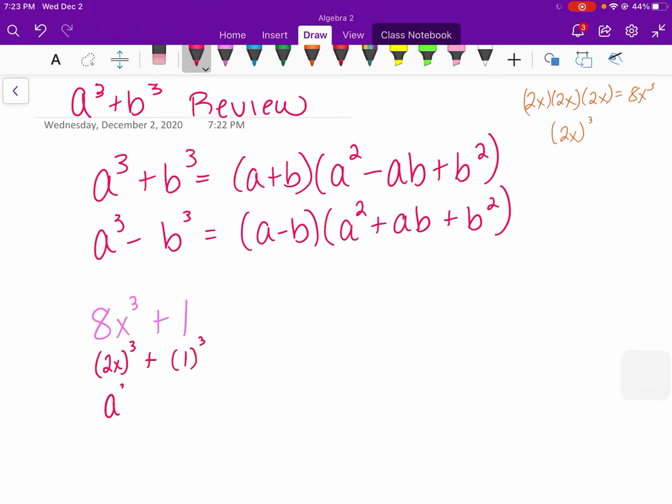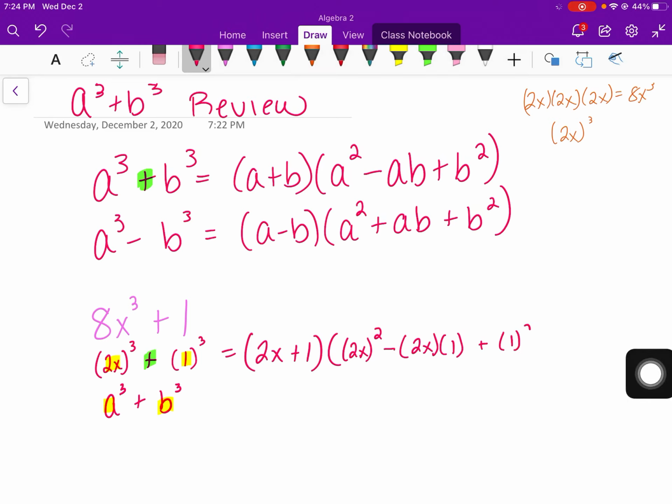Since 1 times 1 times 1 is 1, 1 cubed is the same thing as 1. So now you have a cubed plus b cubed, where your 2x is your a and the 1 is the b. This one is plus in the middle, so you use the plus equation. For a plus b, you plug in 2x plus 1. For a squared, you plug in 2x and square it. Then minus a times b, so 2x times 1, and plus b squared, so 1 squared.